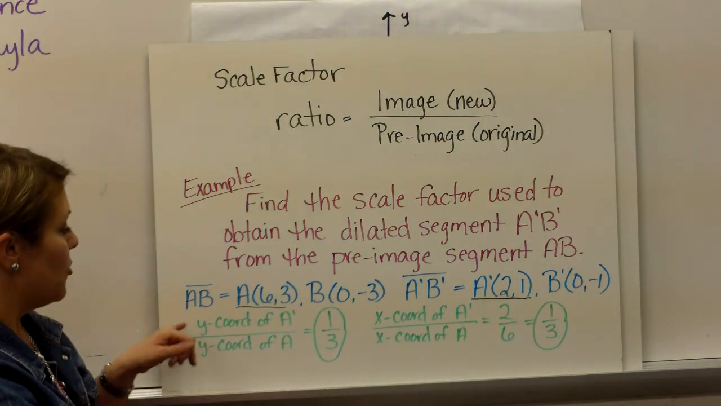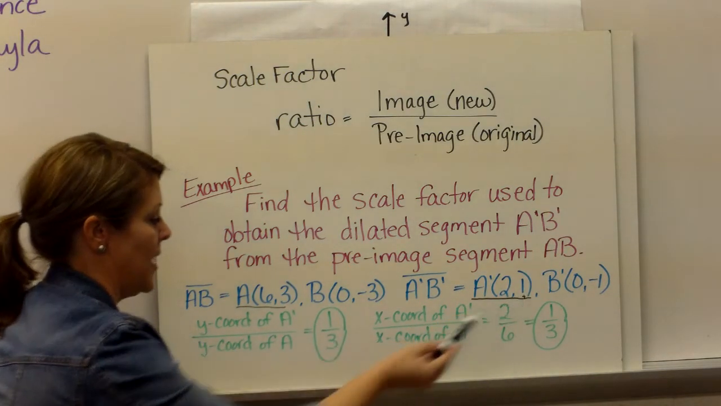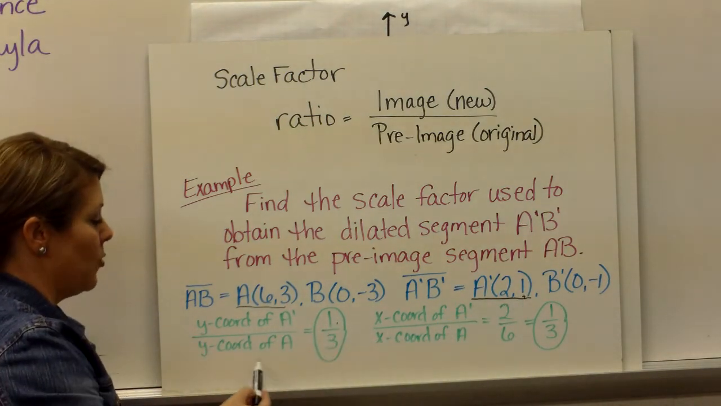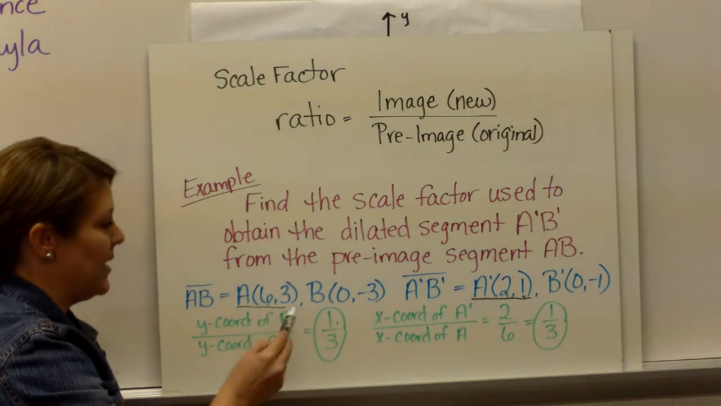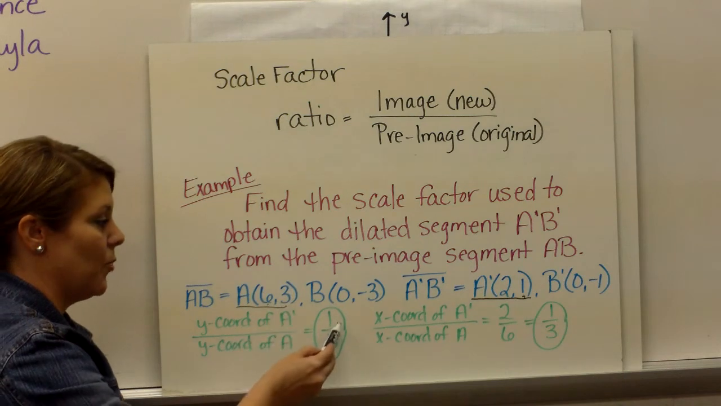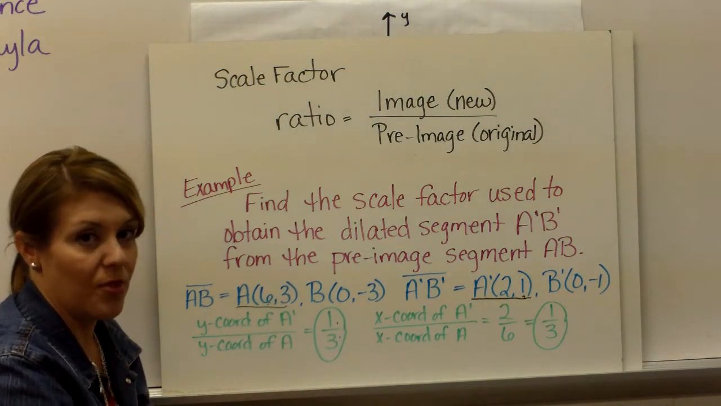For instance, the Y coordinate for the image of A is 1. The Y coordinate for the original, or the pre-image for A, is 3. So your ratio is 1:3. So that means it's a scale factor of 1/3.